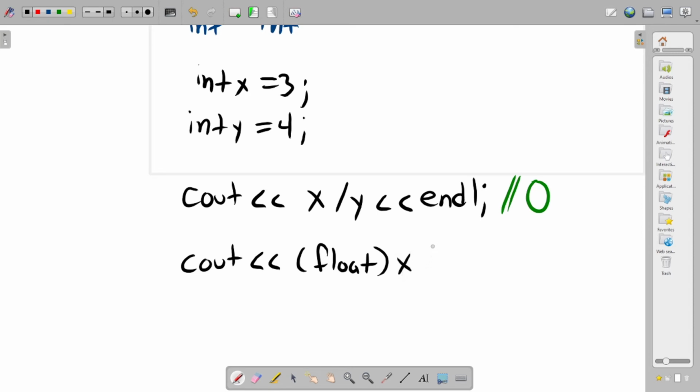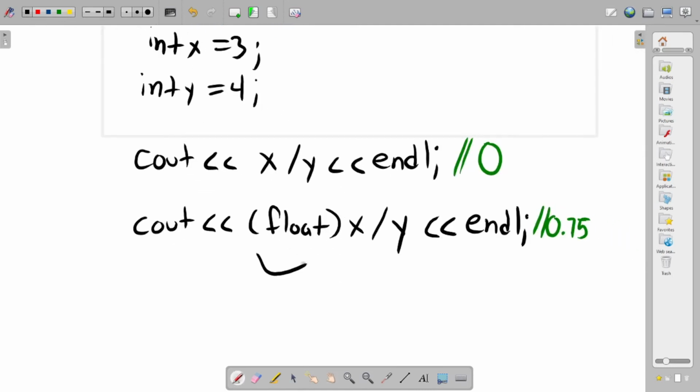What I'll do here is I'll cast x to a float, and then I'll keep y as an integer. What this will do, so this will print 0.75, and we'll take a look at it in the actual code here in a second. The reason it will do that is because this casting part right here, when I write parentheses float, it will turn x temporarily, at least for just this line of code, into a float, which means that now when it does this operation, it will do a float divided by an int.